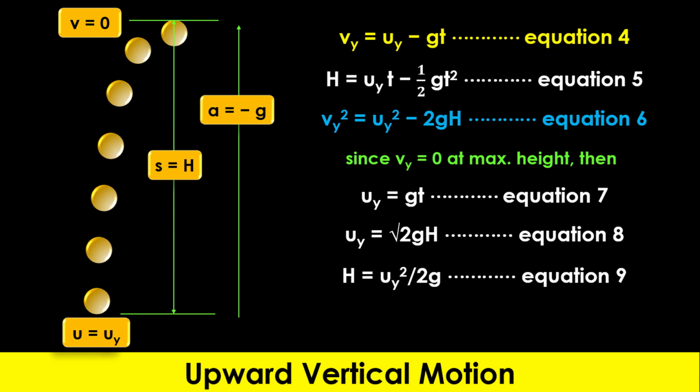And lastly, from equation 7, we can obtain t equals uy over g. And equation 10 gives the time for the upward motion in terms of initial velocity in meters per second and acceleration due to gravity in meters per second squared.